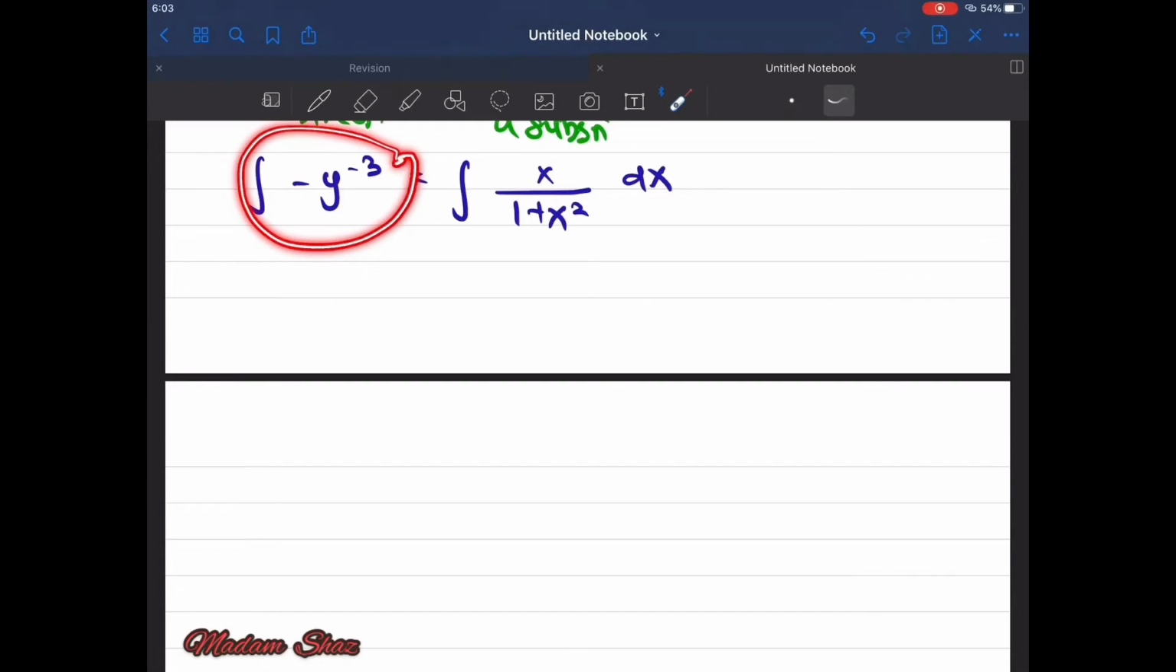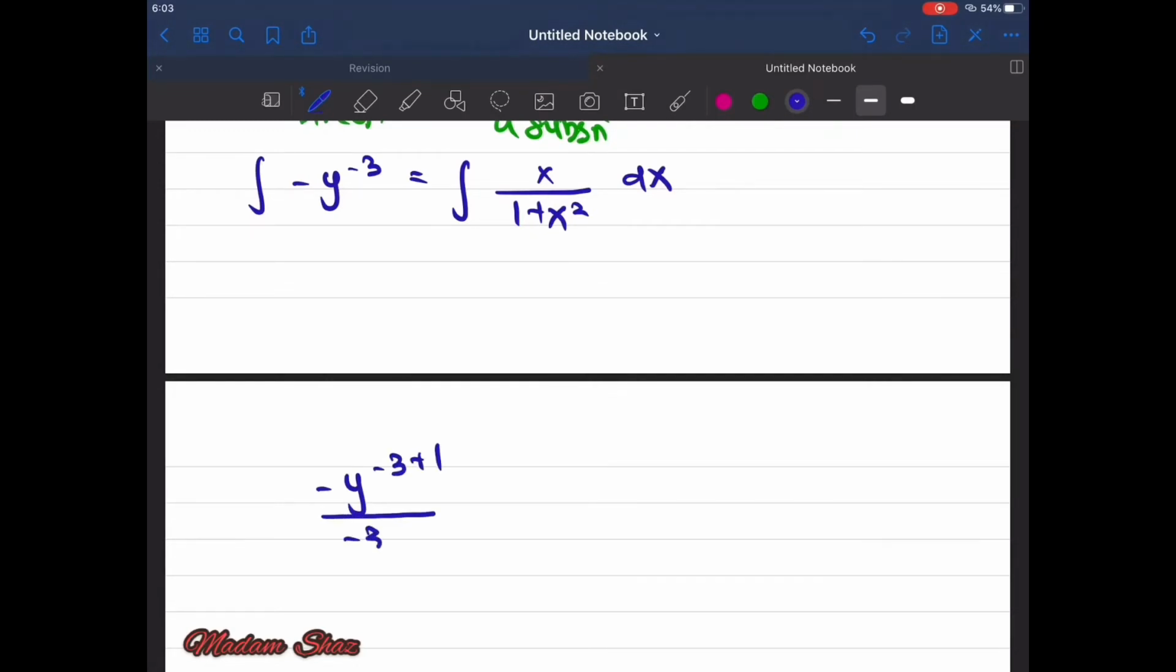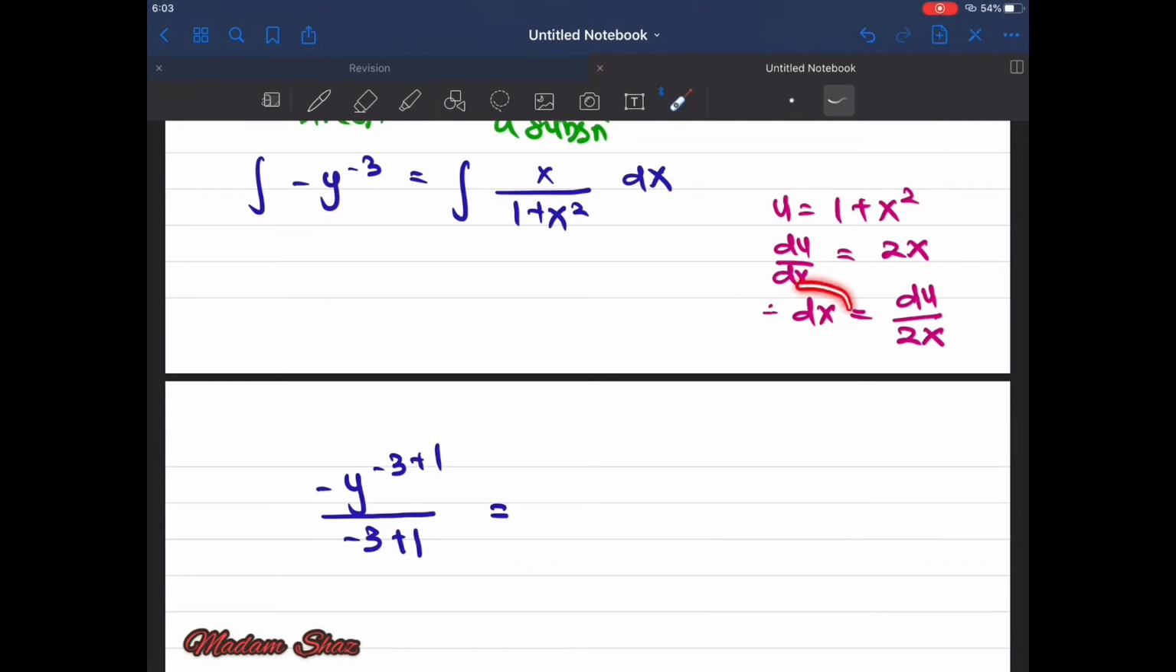Okay, integrate this one. Negative y to the power of negative 3 will become negative y^(-3+1) over negative 3 plus 1, which is equal to the integral of x over 1 plus x squared. By using u substitution, you must have u. We choose something with the highest power, which is 1 plus x squared. du over dx is equal to 2x. So therefore, dx is equal to du over 2x.